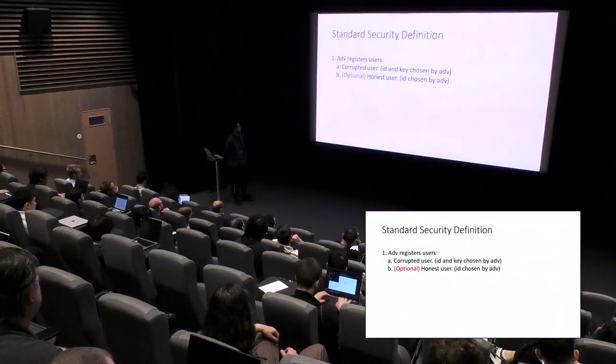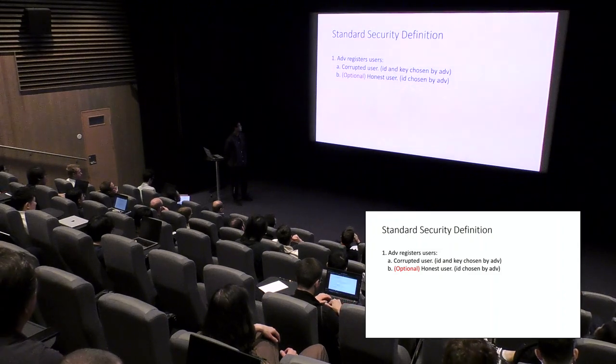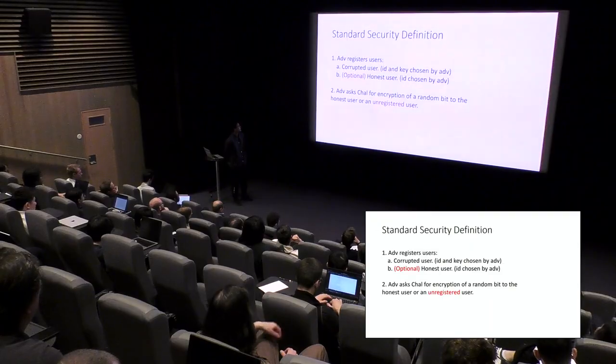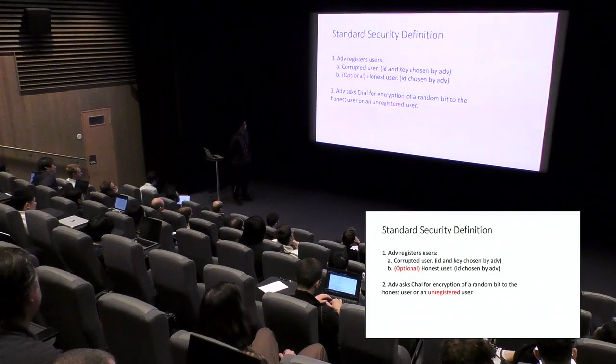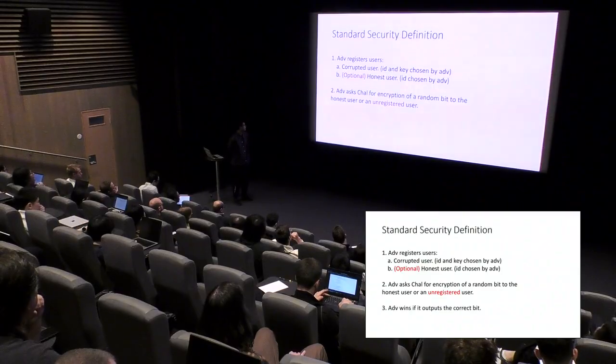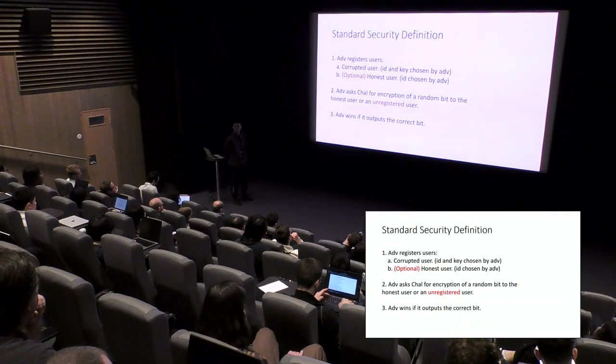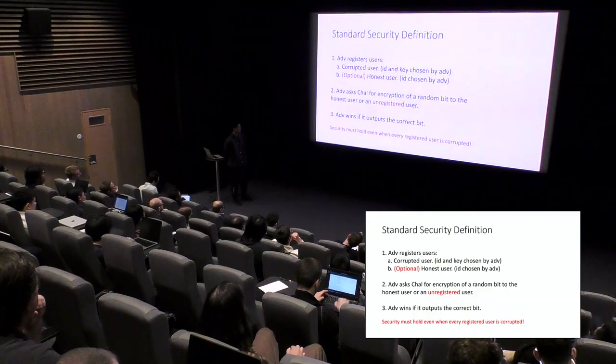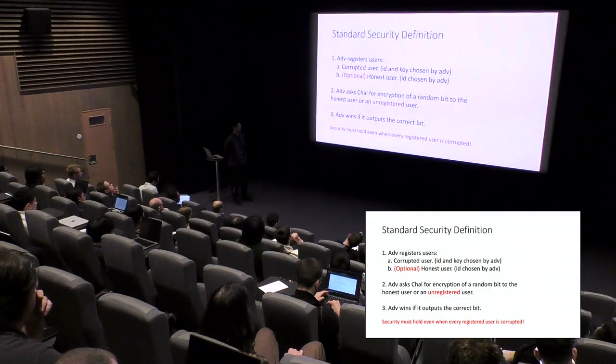I would like to emphasize that in the standard definition, this registration of an honest user is optional. Now, after the registrations have been performed, the adversary asks the challenger for an encryption of a random bit to either the honest user or an unregistered user. And then the adversary wins if it can output the correct bit. I'd like to emphasize again that security must hold even when every registered user is corrupted.